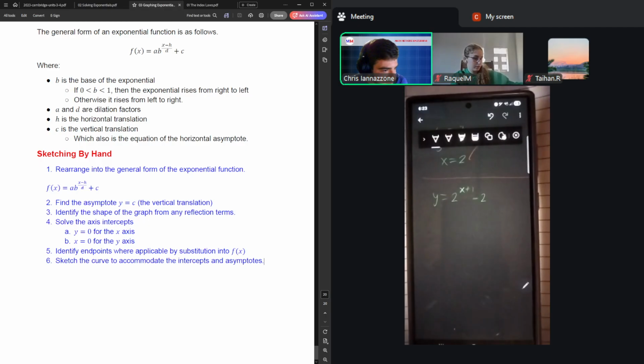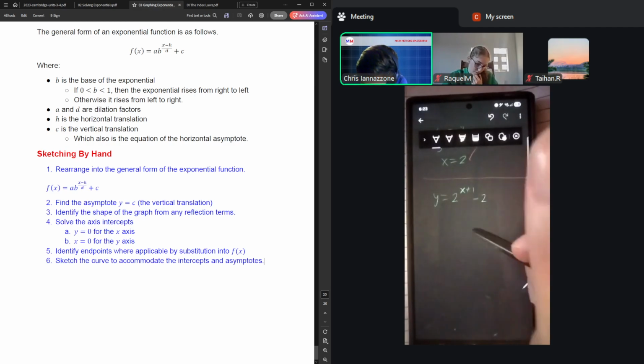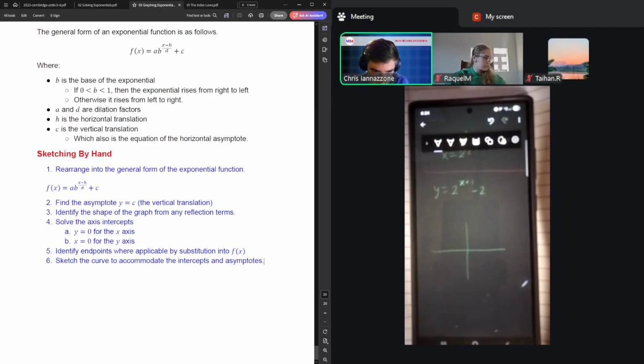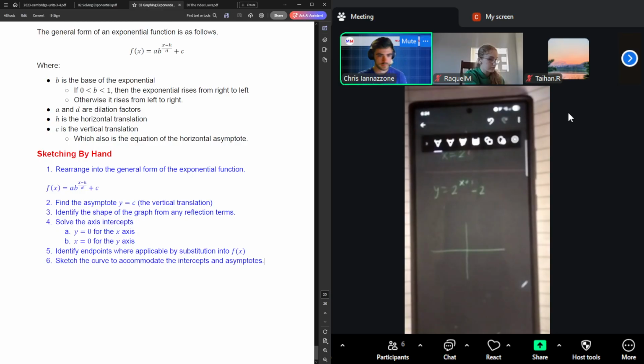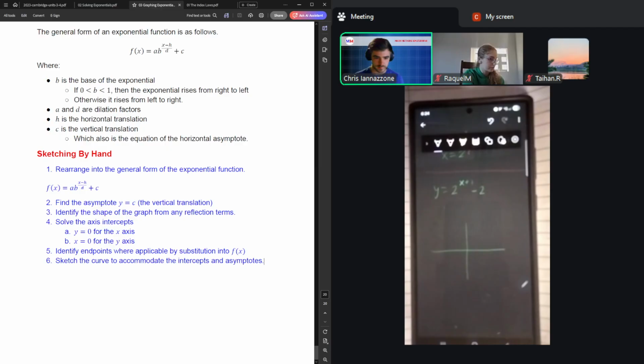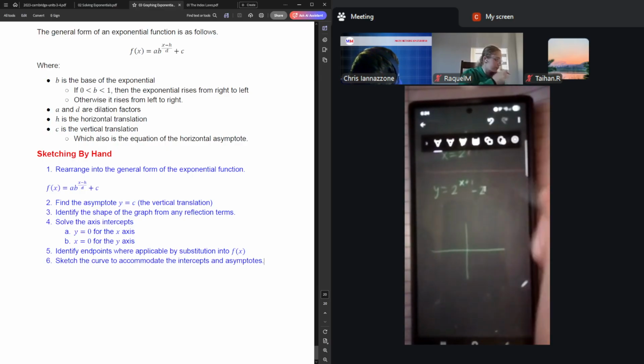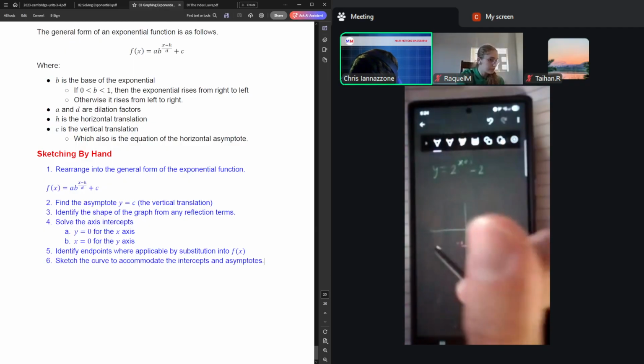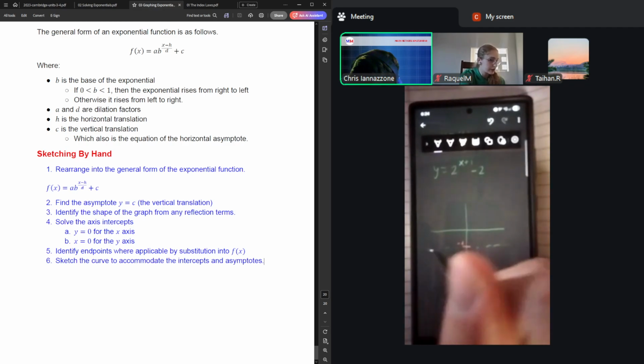Step 2, find the asymptote. Y equals c, where c is the vertical translation. Our asymptote, therefore, is what? Is it just -2? Yeah, -2 is correct. That's it. You're looking at this number, and yeah, -2.